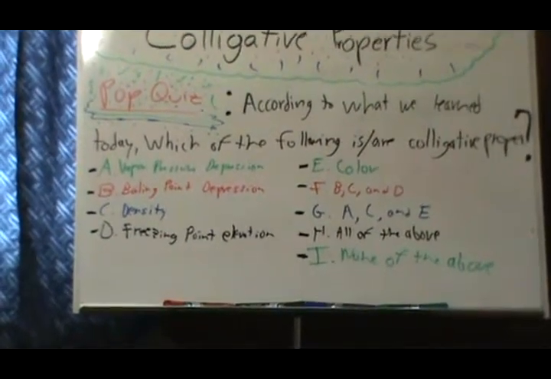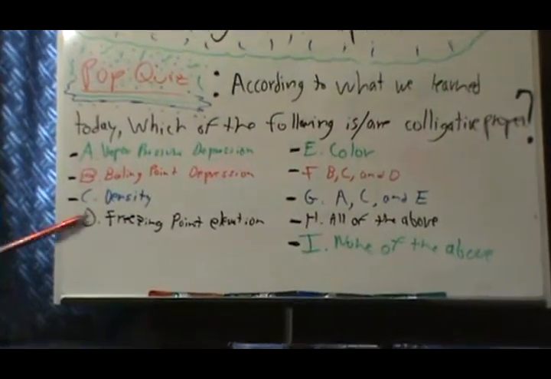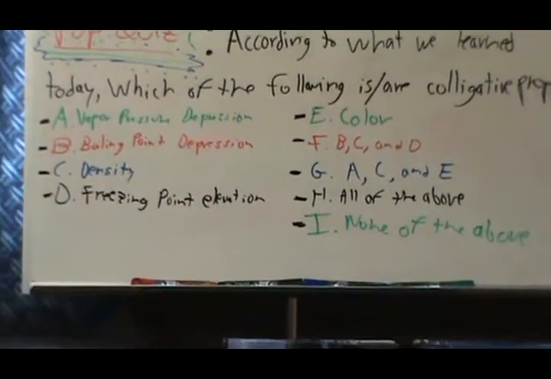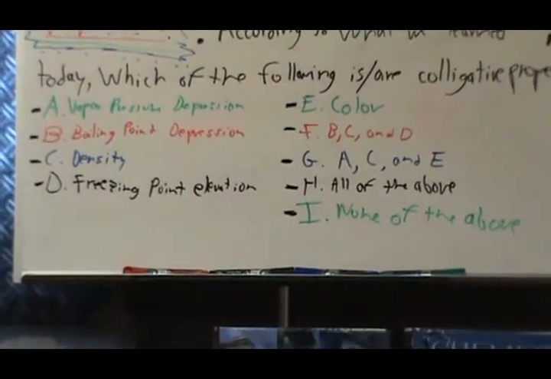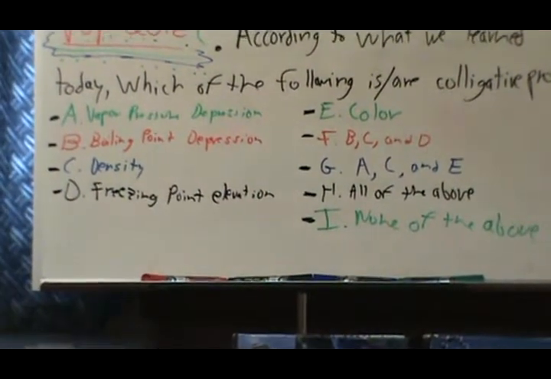A. Vapor pressure depression. B. Boiling point depression. C. Density. D. Freezing point elevation. E. Color. F. B, C, and D. G. A, C, and E. H. All of the above. Or I. None of the above.